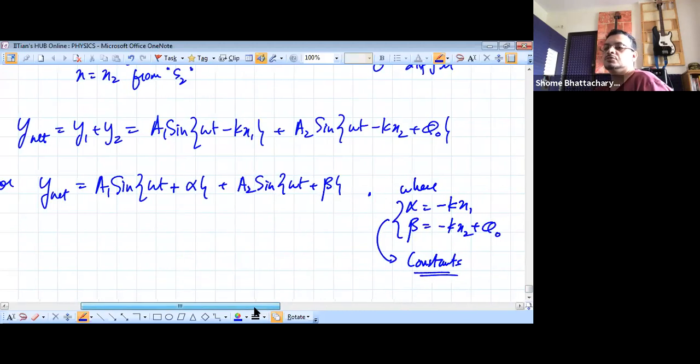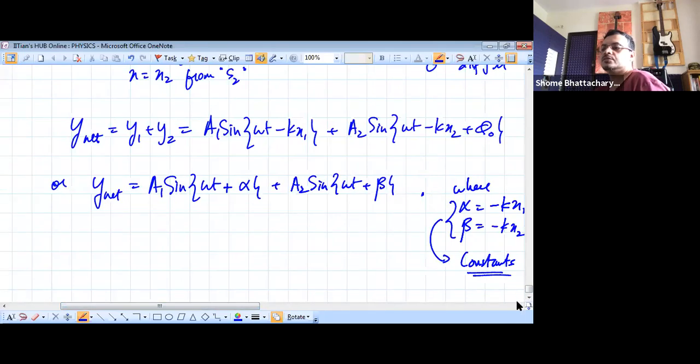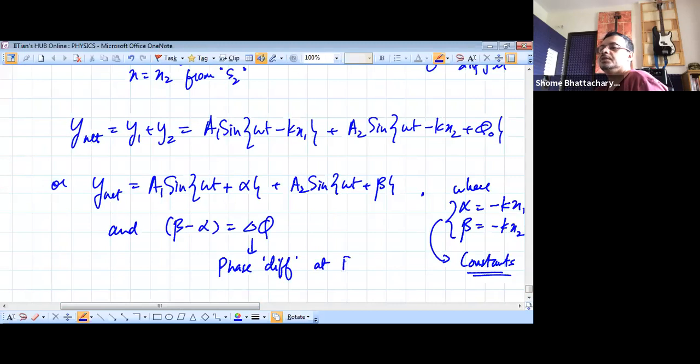Because that distance x1 is fixed from the source S1, and that distance x2 is fixed from the source S2, this becomes like this. Now, to solve this next, we will use a trick. Suppose beta minus alpha is equal to delta phi. That becomes the phase difference at the point P of the two waves y1 and y2.